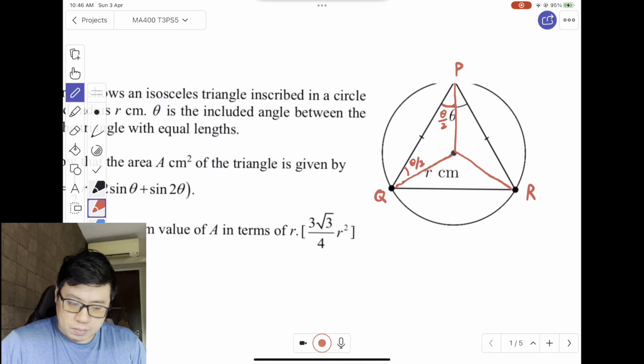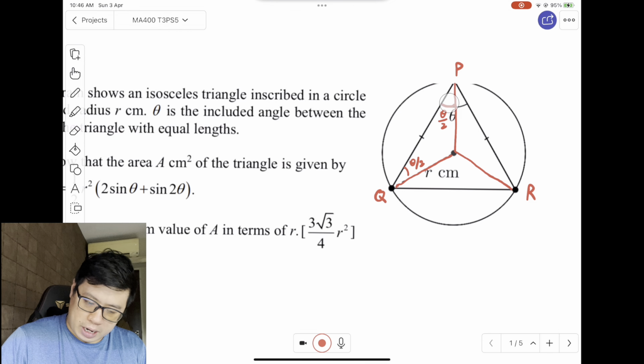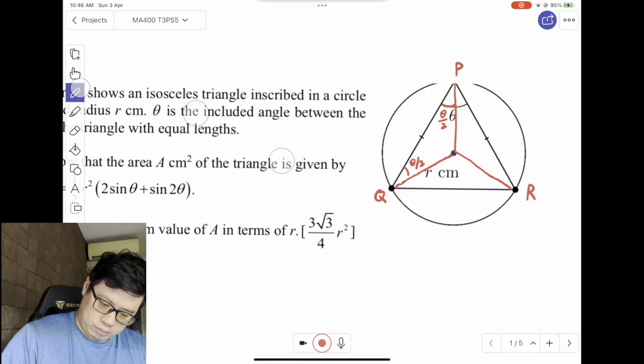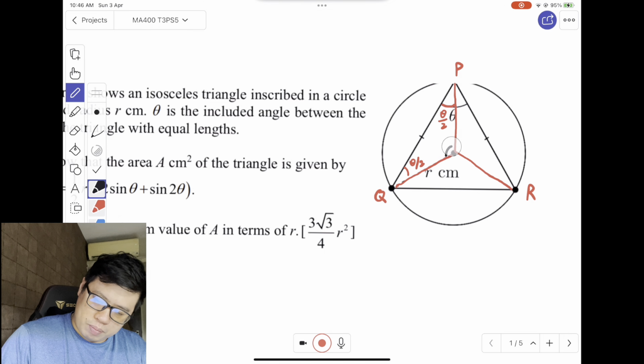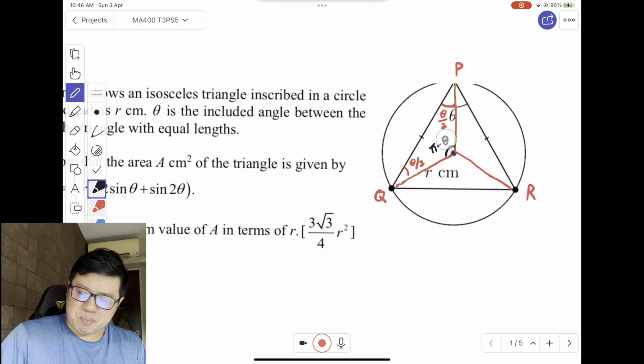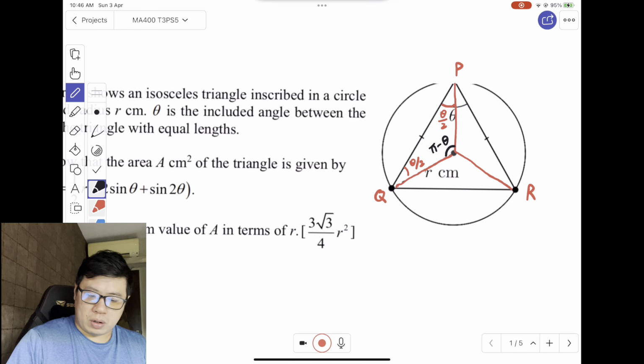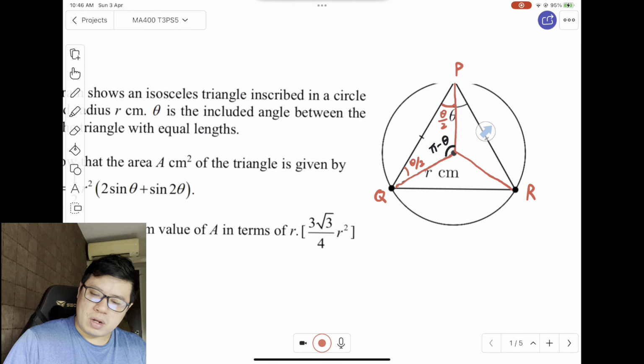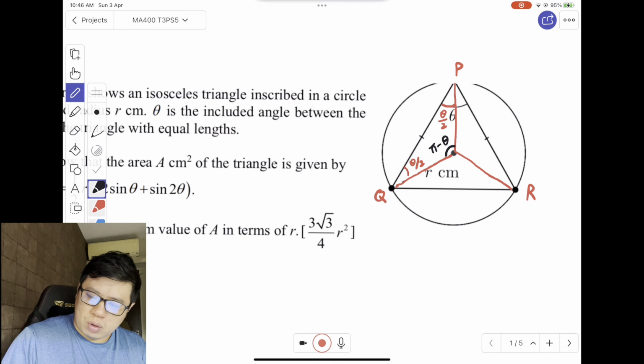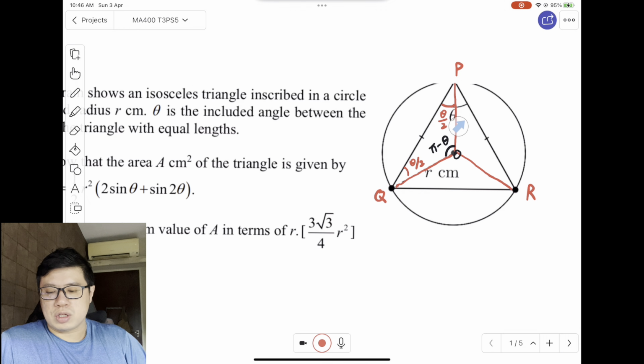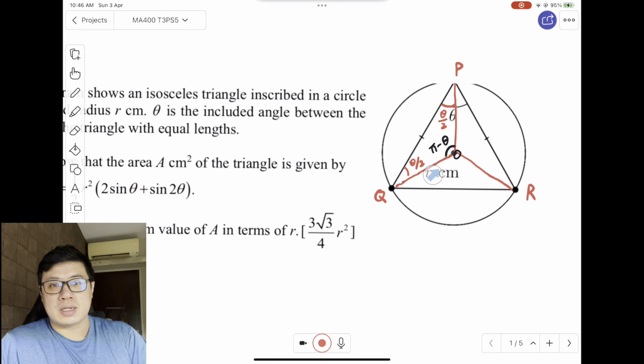Now, knowing that these 3 angles add up to pi, which is 180, this would be pi minus theta. Now on this side is also the same. Now let's say triangle OPQ. Let me put the center as O. Triangle OPQ is actually an isosceles triangle as well because both sides are the radius.